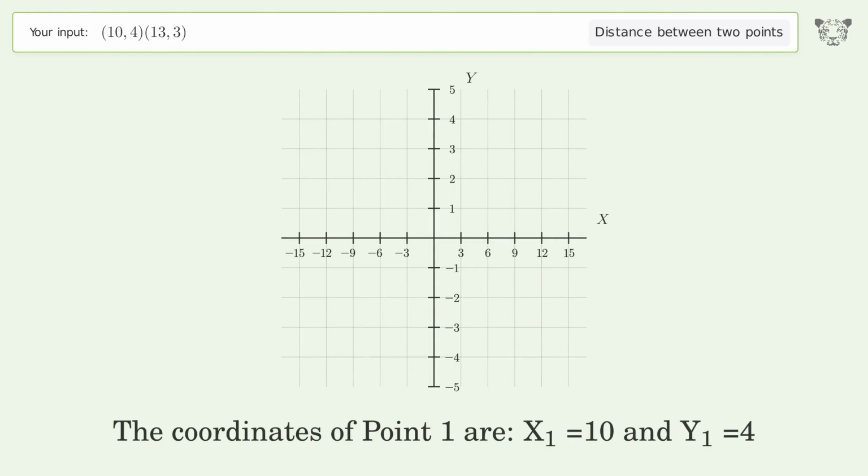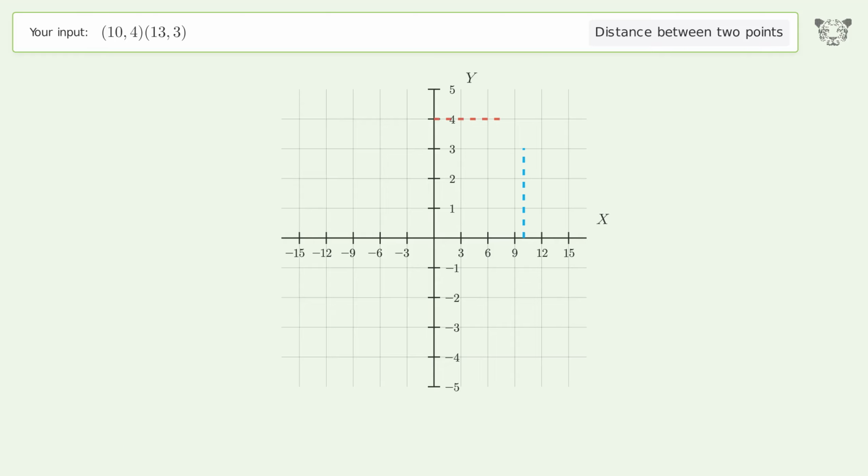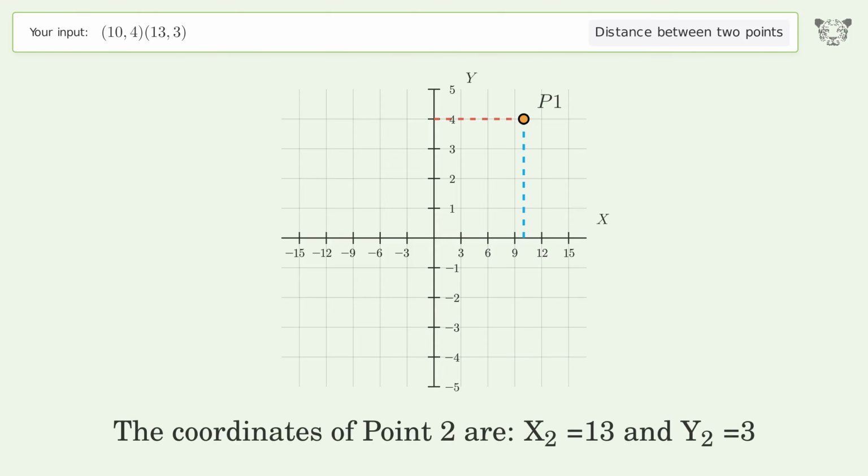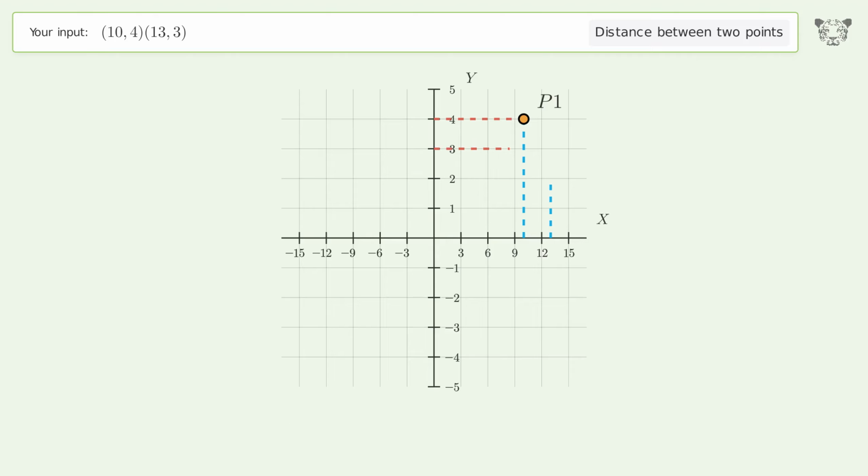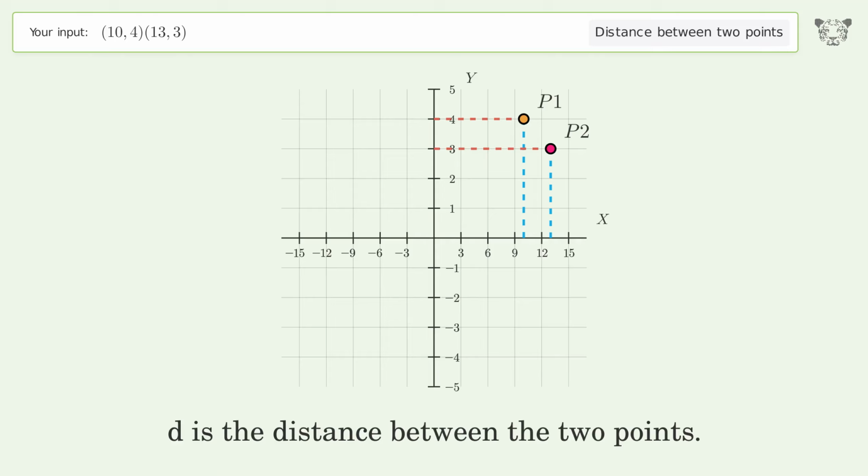The coordinates of point 1 are x1 equals 10 and y1 equals 4. The coordinates of point 2 are x2 equals 13 and y2 equals 3. D is the distance between the 2 points.